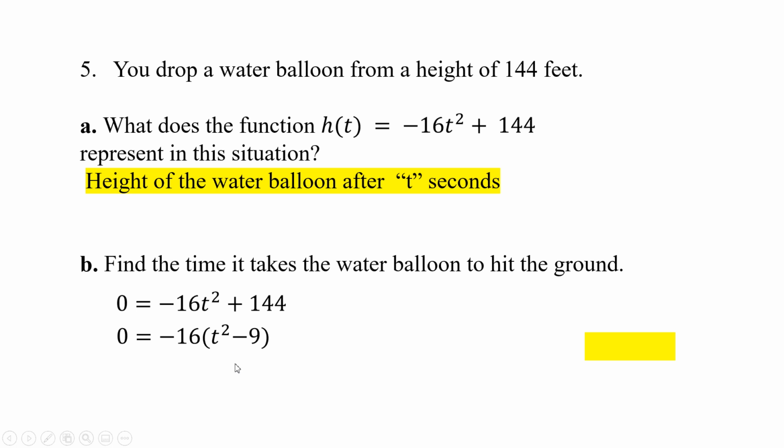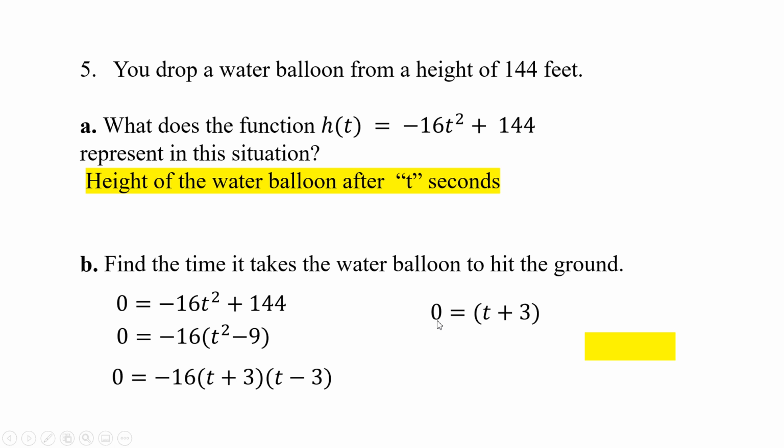Next, we're going to put everything to 0, right? Well, I apologize. We got t squared minus 9, and I did say whenever we have a negative sign and we see that we have a number that we can find the square root of, we must split it up. So this is going to be t plus 3, t minus 3. And that's going to be multiplied by negative 16. Next, we're going to put everything to 0.